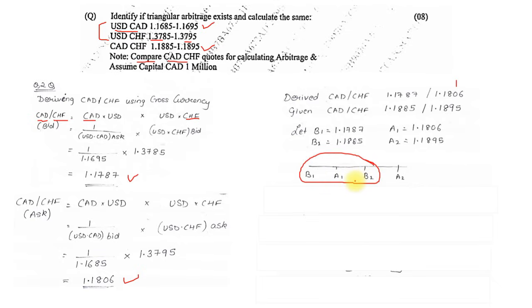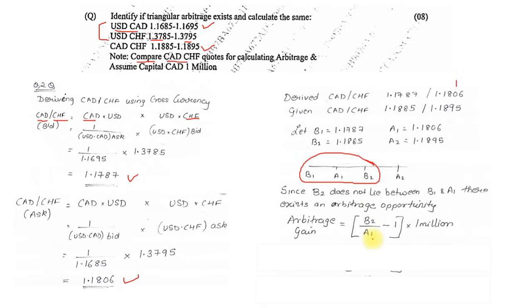The rule states that if B2 is between B1 and A1, there is no arbitrage opportunity. Other than that, any combination will have an arbitrage opportunity. Since B2 does not lie between B1 and A1, there exists an arbitrage opportunity. And if there is an arbitrage opportunity, we apply the formula. Arbitrage gain is B2 upon A1 minus 1, into 1 million, because they are giving you the value as 1 million. B2 is 1.1885, A1 is 1.1806, minus 1, into 1 million, that is 10 lakhs. So we divide, we minus, we multiply, we get an arbitrage gain of 6691.51 CAD. That is our final answer.